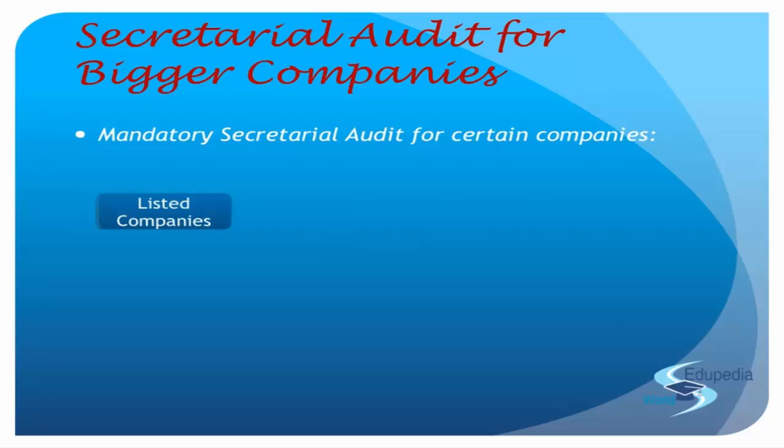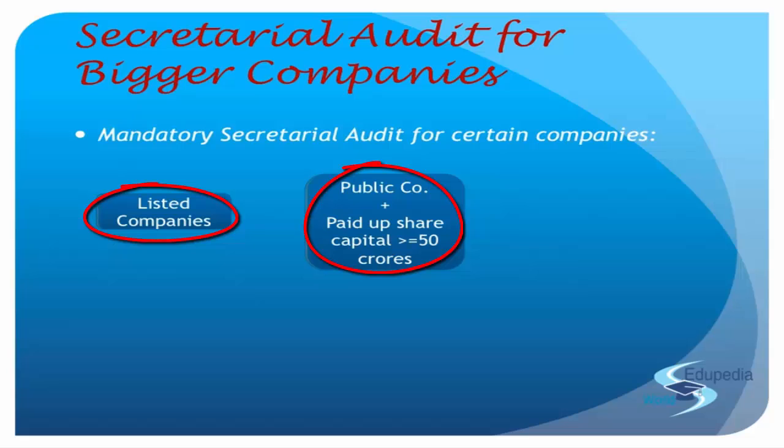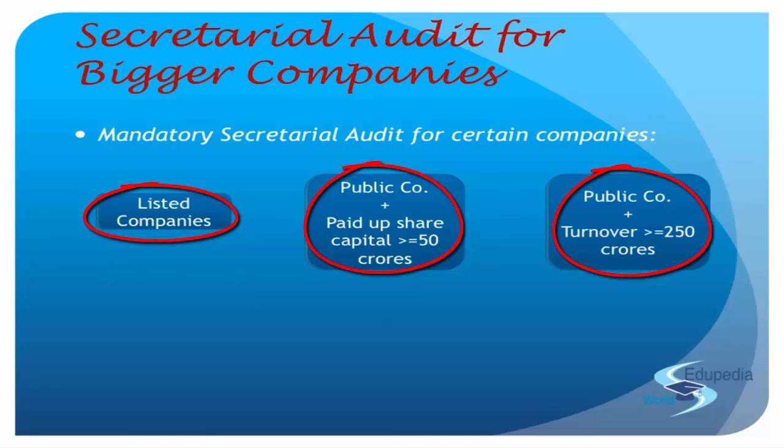Now, what are they? First, all the listed companies. You will have to get your secretarial audits done. Apart from this, every company which belongs to other classes which is prescribed. And what is prescribed if we see, then any public company that has a paid up share capital of 50 crores or more has been prescribed. Or any public company which has a turnover of 250 crores or more. All these three categories of company, it's or. They have to comply with the provisions of 204 and get a secretarial audit done for themselves, right?